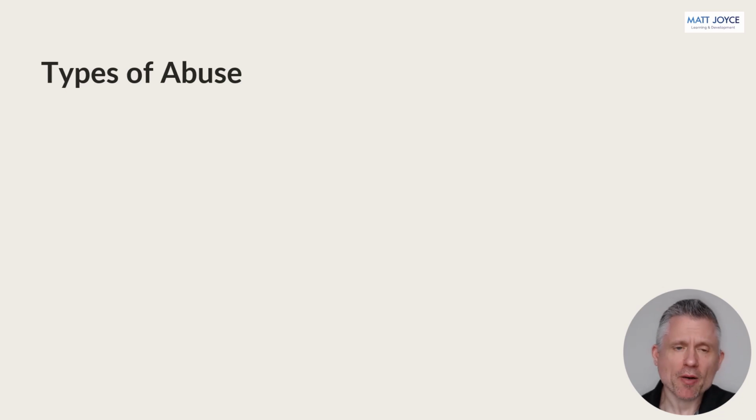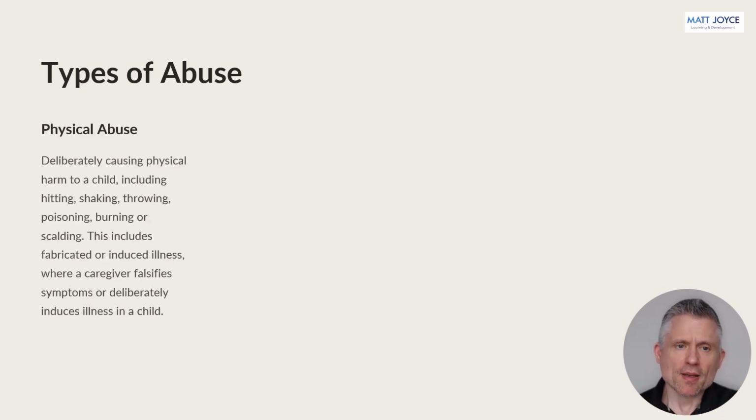As you can imagine, there are many different types of abuse. The first category we're going to be talking about is physical abuse. So this is deliberately causing physical harm to a child, including hitting, shaking, throwing, poisoning, burning, or scalding. This includes fabricated or induced illness, where a caregiver falsifies symptoms or deliberately induces illness in a child.